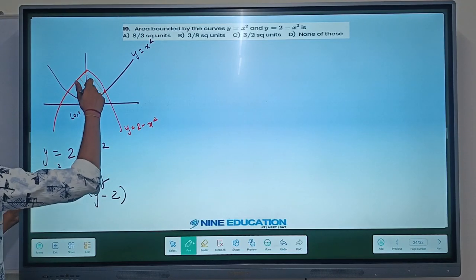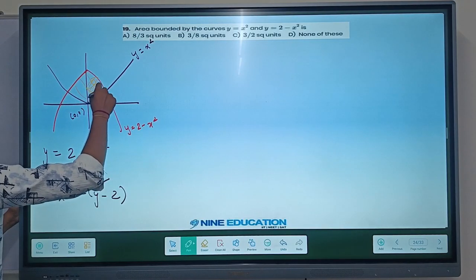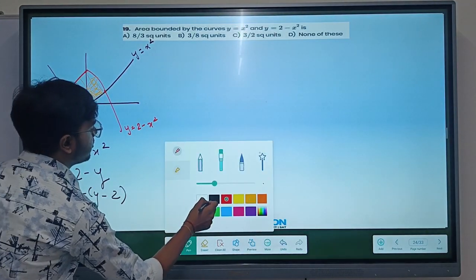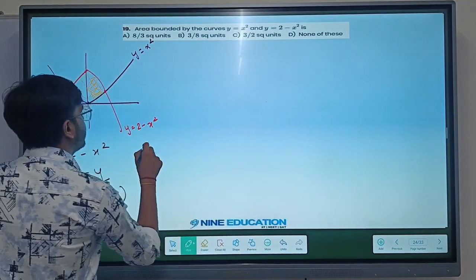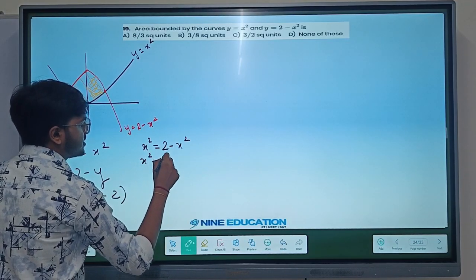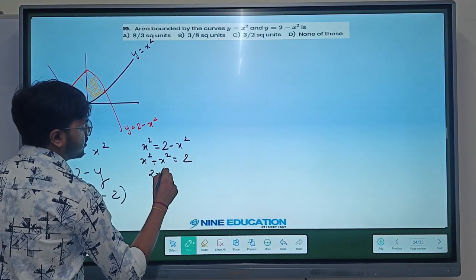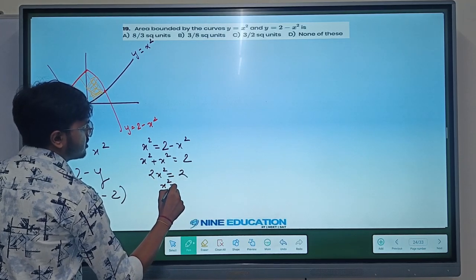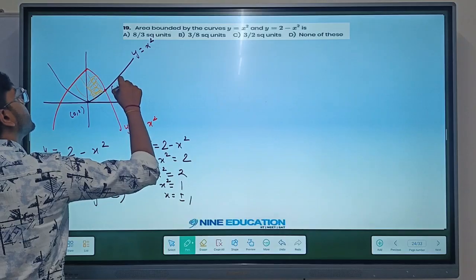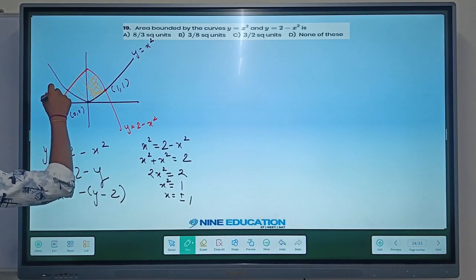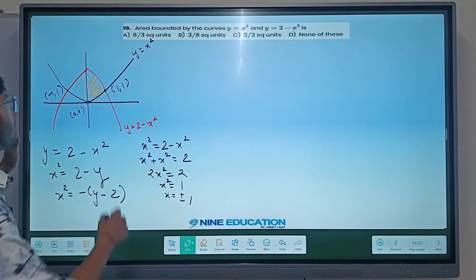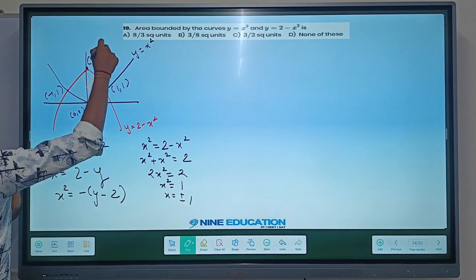For this whole area, what I can do is I can find this area multiplied by 2 since it is symmetric. So first I need to find the point of intersection. What are the points of intersection? X square is equal to 2 minus x square. So x square plus x square is 2. 2x square is 2. X square is 1. X equal to plus or minus 1. At x equal to 1, y will also be 1. At x equal to minus 1, y will also be 1. So this is the vertex 0, 2.